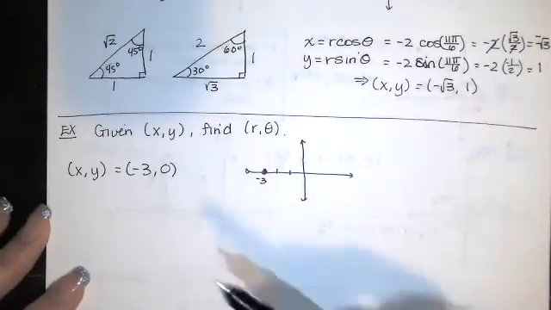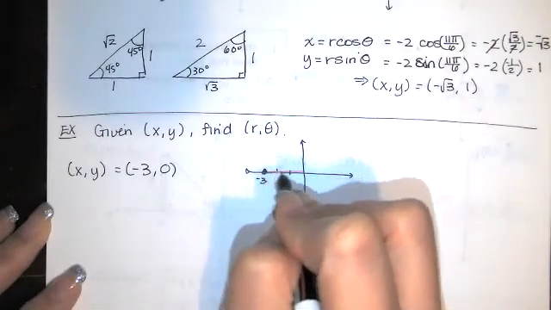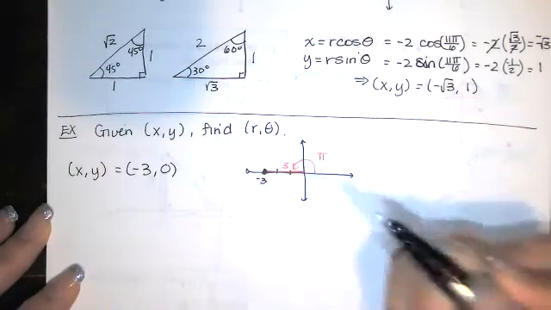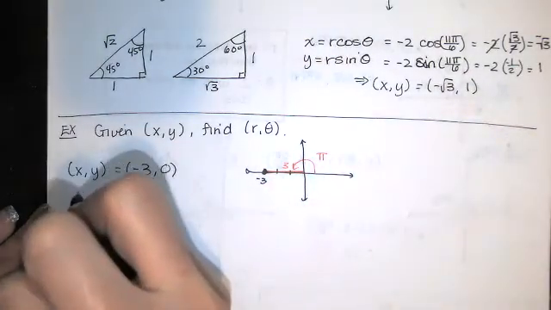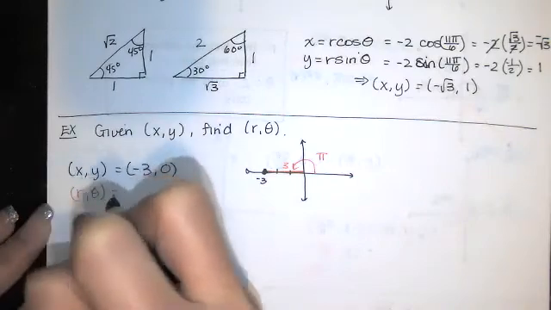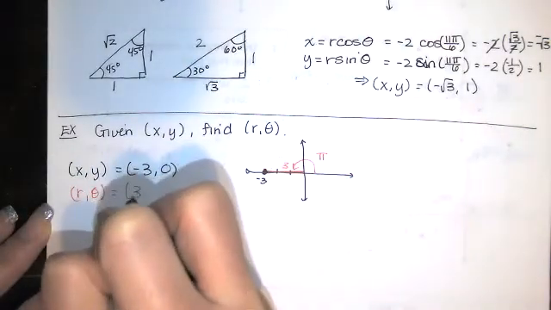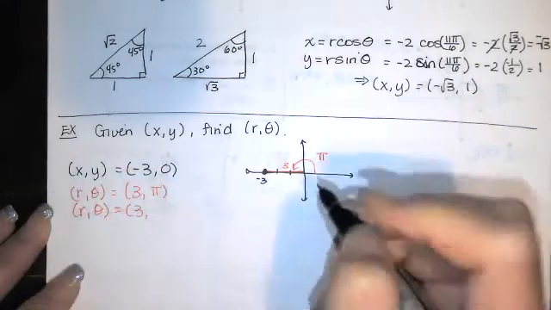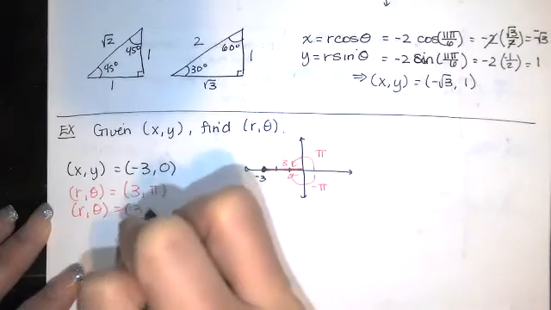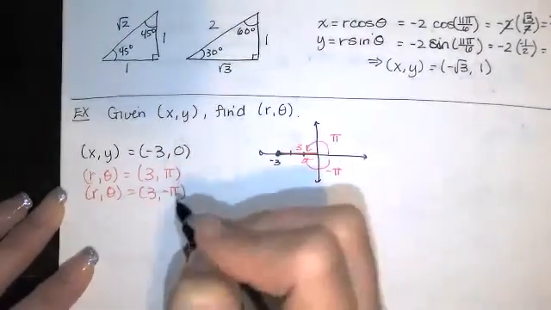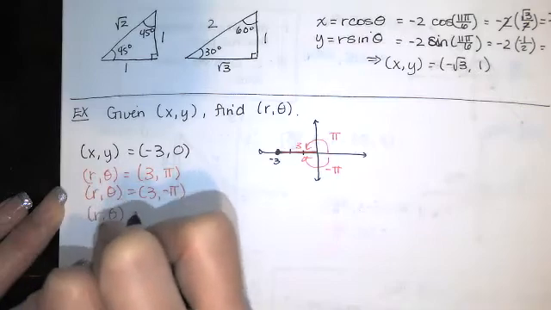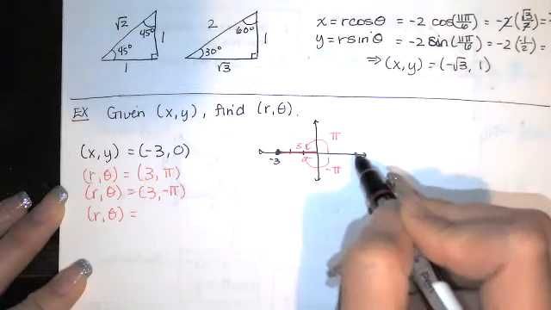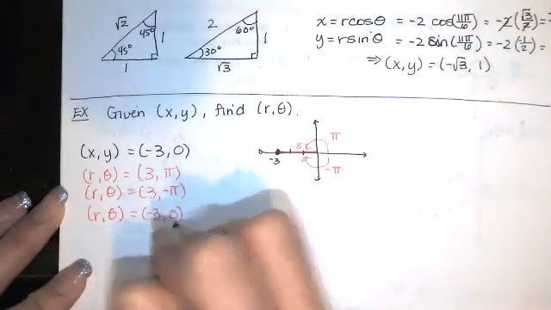Well, if r is positive, I can see that that distance from the origin is 3, and the angle from there to there is pi. So one way that we could write this in polar coordinates is r equals 3, theta equals pi. We could also do r equals 3, theta equals -pi. Or we could do, let's say, r equals -3, theta equals 0.